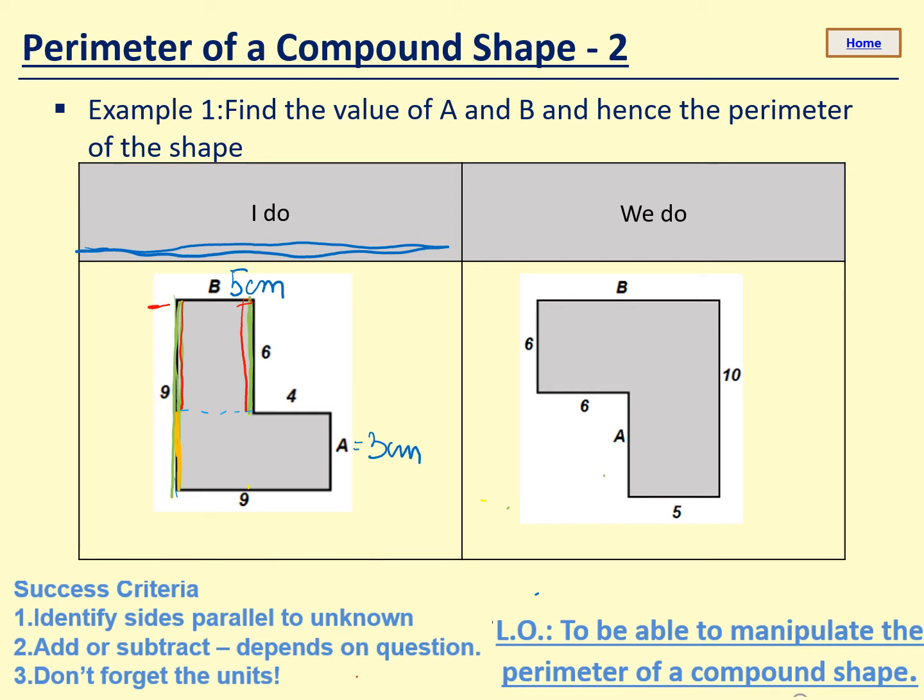And I'm going to rub this off because I need the space to calculate the perimeter. Okay, so now I've got the length of every single side. So starting from B, 5 centimeters plus 6 plus 4 plus 3 plus 9 plus 9 and 5. We've ended up where we started from. And this is equal to 36 centimeters. Okay, now pause this video and have a go at the next question yourself.